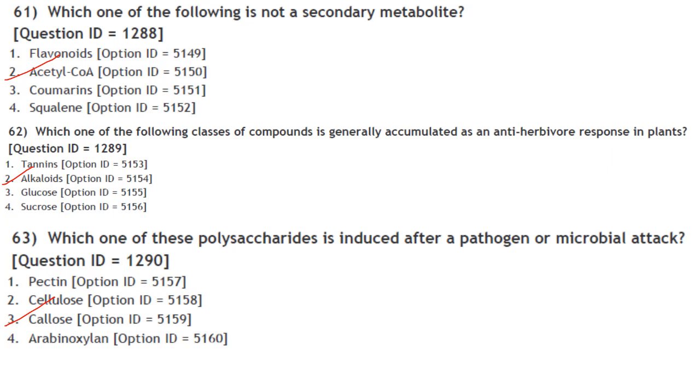Which one of these polysaccharides is induced after pathogen or microbial attack? It is callose. So callose is a polysaccharide in the form of beta-1,3-glucans with some beta-1,6 branches, and it exists in the cell wall of a wide variety of higher plants. So the answer is callose.